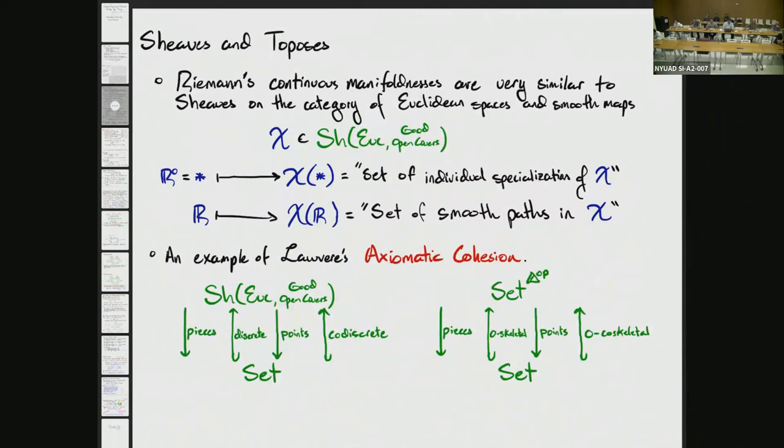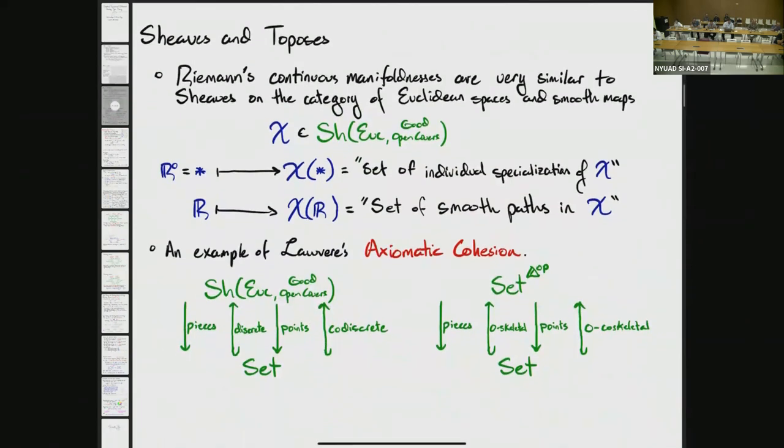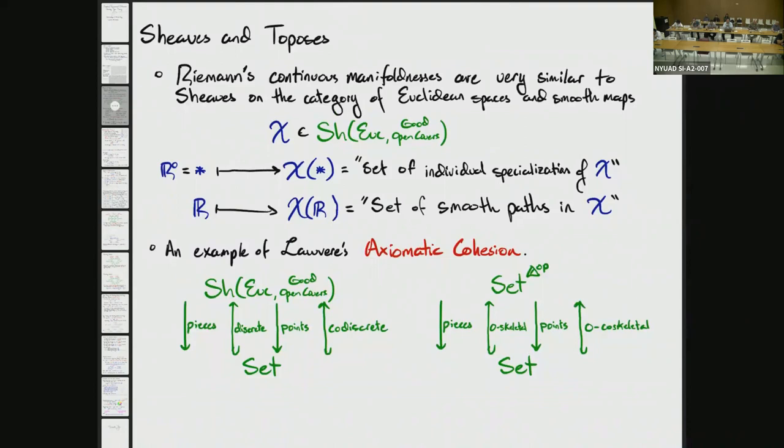In particular, Riemann's continuous manifoldnesses are very, very similar to sheaves on the category of Euclidean spaces and smooth maps. Such a sheaf is an object that assigns to every Euclidean space a set, and we think of that set as being the set of formal smooth maps from that Euclidean space. So in particular, we assign to R^0, the zero-dimensional Euclidean space, which is a single point, the set of actual points or individual specializations of our concept X. And we assign to R the set of smooth paths of X. And we can actually determine all the other ones just from this, in a process that Riemann actually goes through in that paper. So it's very, very related to Riemann. You can read it right off of Riemann.